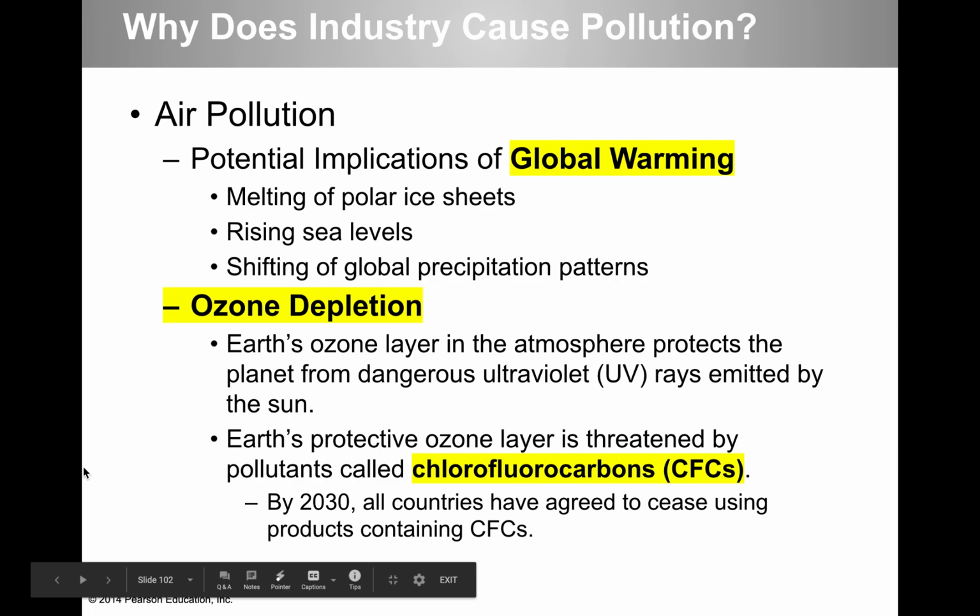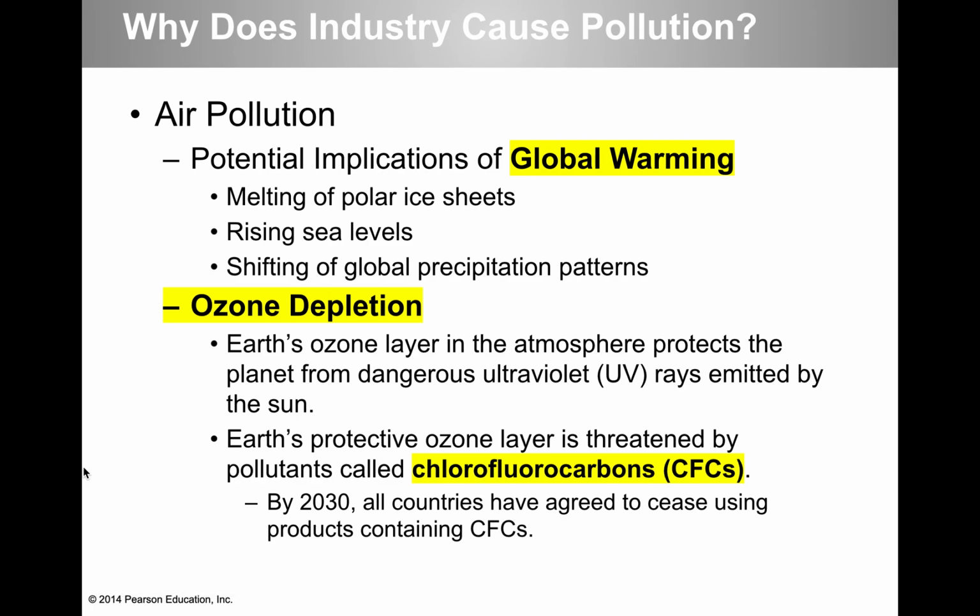As I mentioned, global warming is when you have that trapping of the gas in the atmosphere, and it melts polar ice sheets. It increases sea levels and it shifts precipitation, rain, and snow patterns.